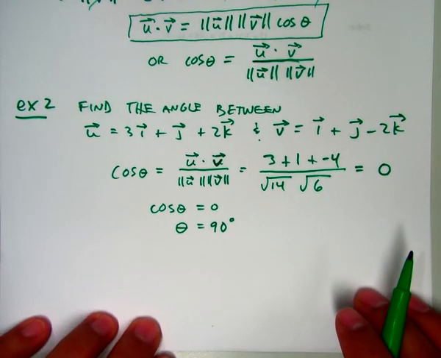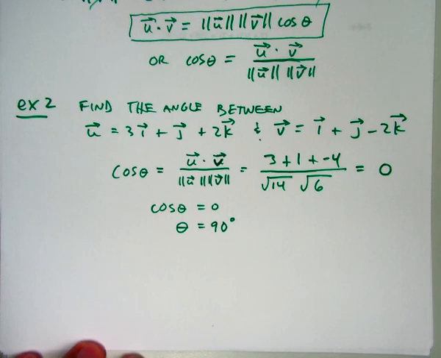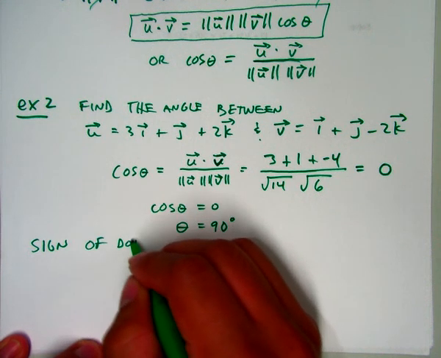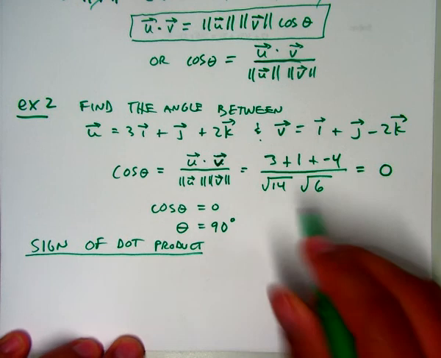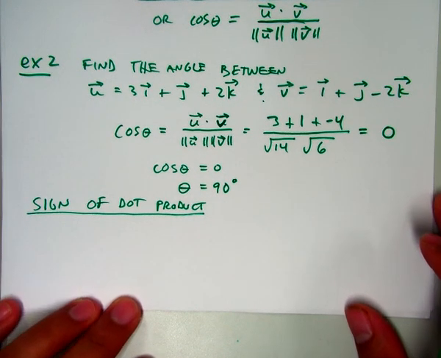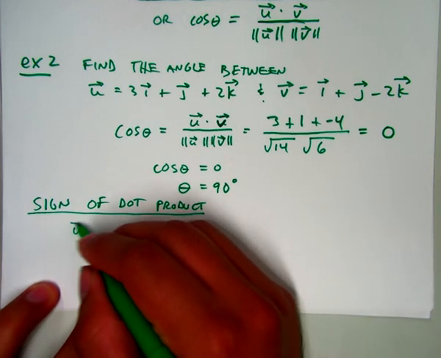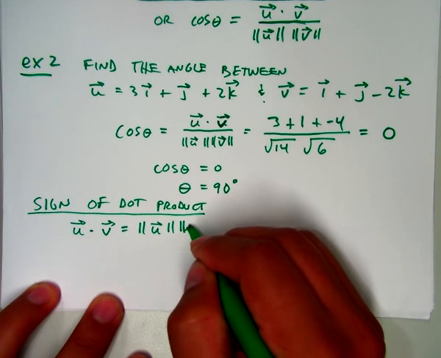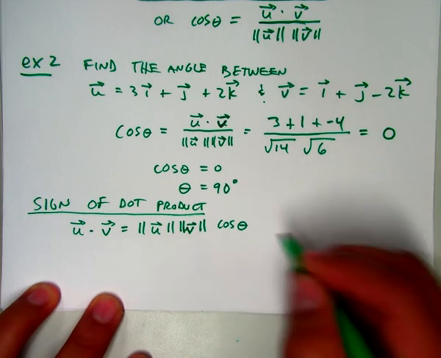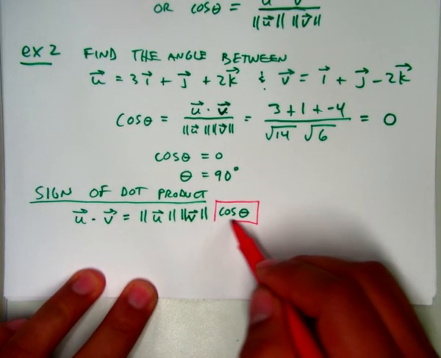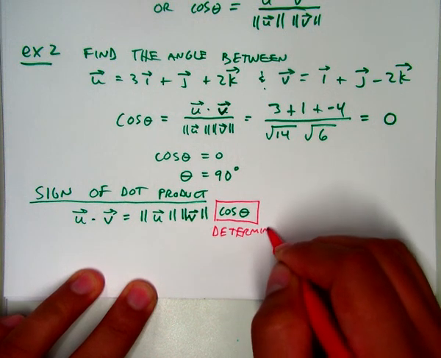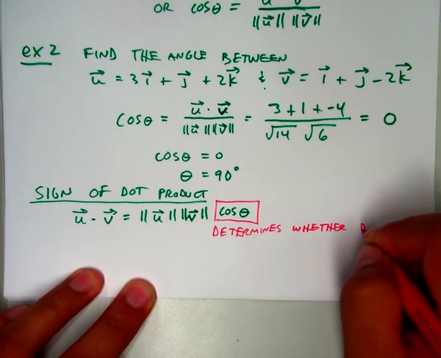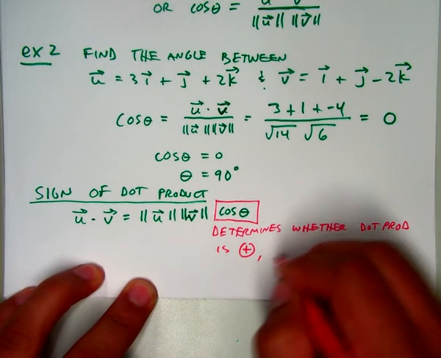All right. So this leads us to something that's pretty useful for us. The sign of the dot product will actually determine what kind of angle is made between the two vectors. Okay, so if we have u dot v, let's look at it like this, which we know is magnitude u, magnitude v, cosine theta. This determines the sign. So it determines whether the dot product is positive, negative, or 0.